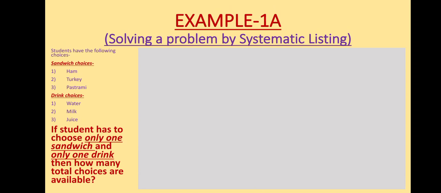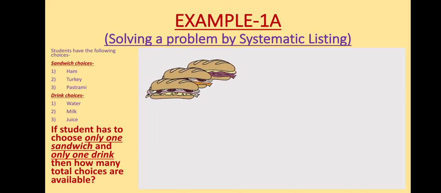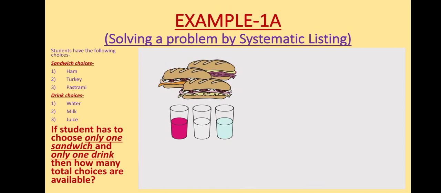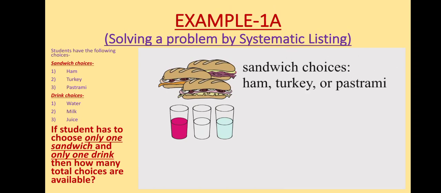So if you want to list out all the possible outcomes, then you can simply use systematic listing, or you can solve the same problem with the help of a tree diagram. I will show you both the ways. Now look at the video which will be played in the window. 3 sandwich choices and then you have 3 drink choices.